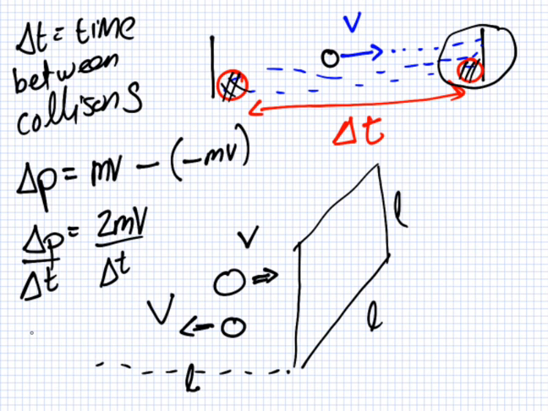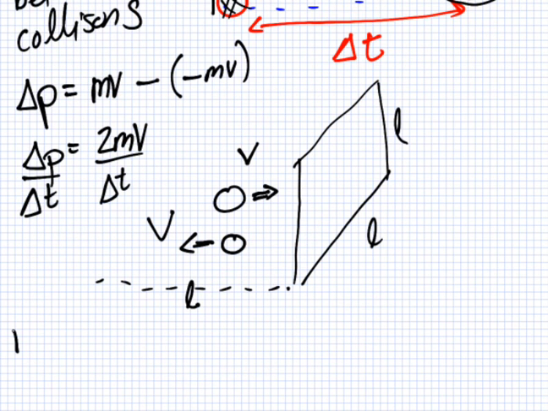What is the impulse? What is the change in momentum? What was the momentum before the collision? mv. And what's the momentum after the collision? What is it? Come on. Minus mv, because it's going the other way. So therefore, what is the total change in the momentum? 2mv.